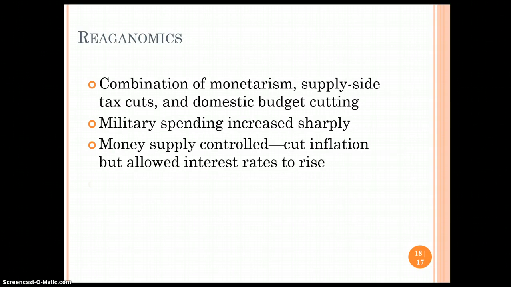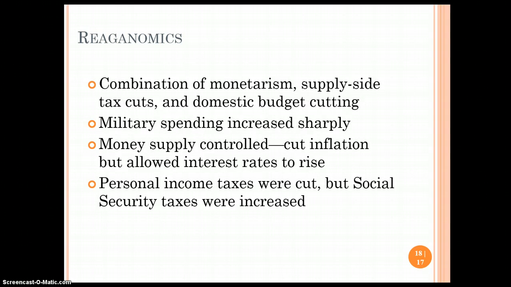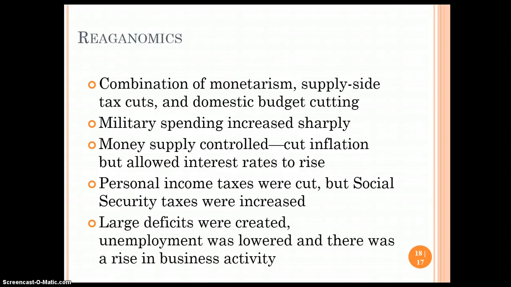This is known as Reaganomics, and what Ronald Reagan did was he used the supply-side tax cuts and domestic budget cutting, and then he increased the military spending. The money supply was controlled, which cut inflation, but allowed the interest rates to rise. And personal income taxes were cut, but Social Security taxes were increased. So large deficits were created, unemployment was lowered, and there was a rise in business activity because of this.